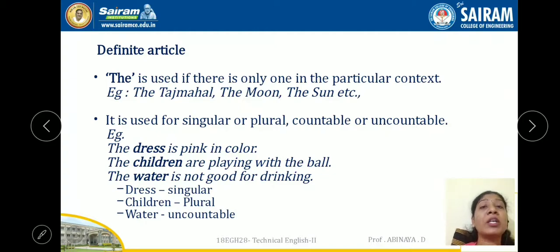So while you are particularizing something, maybe water is actually good for health, but you are showing that this water is not good for drinking. So you are particularizing something, you are specifying something there. So at that time you have to use "the", right?